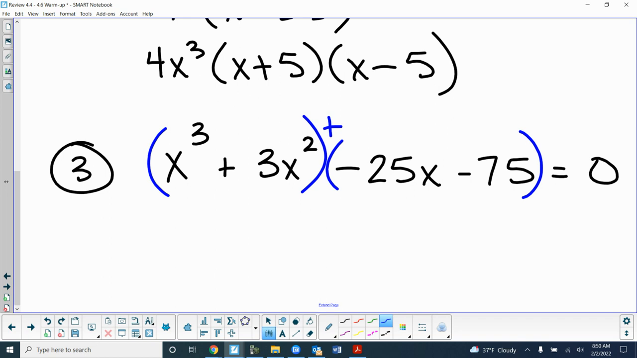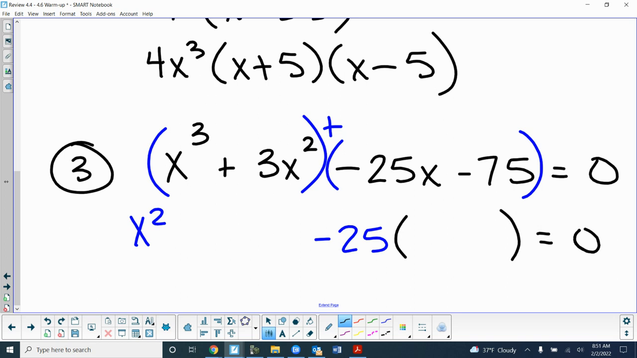Since that third term had a minus in front of it, put it inside the group. What's the GCF of the first group? X squared. What's the GCF of the second group? Negative 25. Good. Take the negative out because that third term's negative, and then 25 goes into both of those terms. When I divide x cubed by x squared, I get x. When I divide 3x squared by x squared, I get 3. When I divide negative 25x by negative 25, I get x. And when I divide negative 75 by negative 25, I get positive 3.